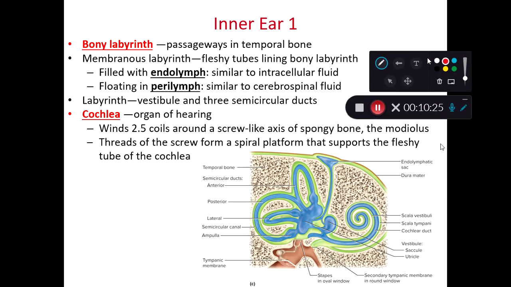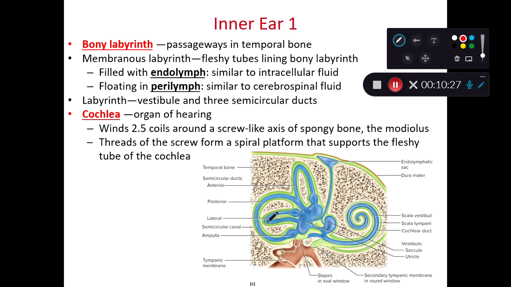As we look at the inner ear, it's going to have a bony labyrinth and a cochlea. Those are the two main parts of the inner ear. The bony labyrinth is just a series of passageways within the temporal bone. And it's also going to be lined with the membranous labyrinth. So the flesh that lines the bony tubes is referred to as the membranous labyrinth.